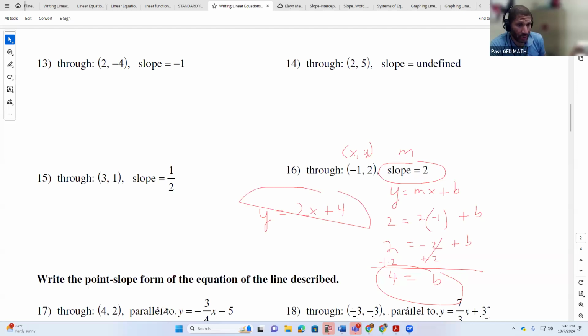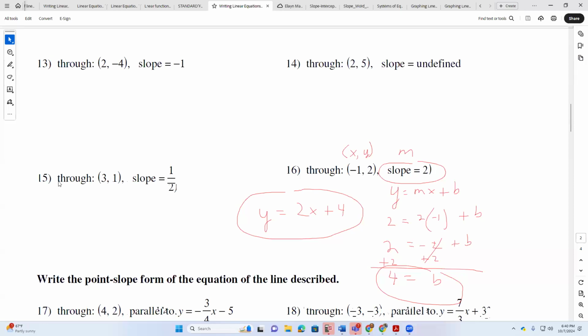But what you're going to have to do is practice enough that you're confident. What happens is you're indecisive because you're not sure. So you keep saying it, everything you do. Okay, I have a point, I have my slope. My point is going to give me my x and my y. My x is -1, my y is 2. My slope is 2, so that's my m.